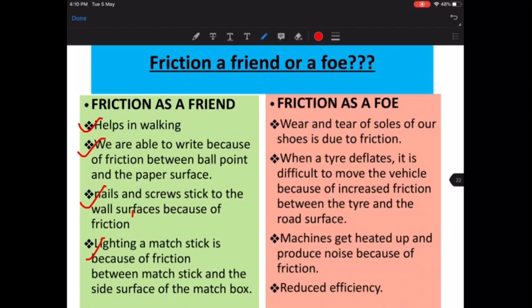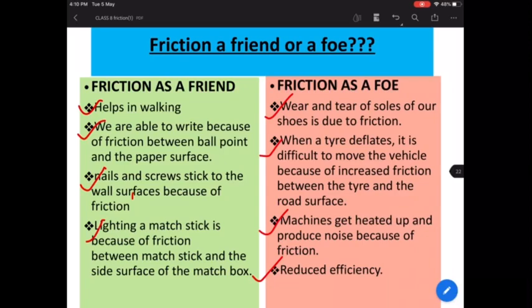How is it your enemy? Because wear and tear takes place. All the disadvantages you can put inside friction as foe. So you have heat being produced, you have wear and tear, you have reduced efficiency, and you can have noise which is produced because of friction. So friction can act as a friend, and it can also act as a foe, correct? These are the points that you have to keep in mind and note down somewhere.